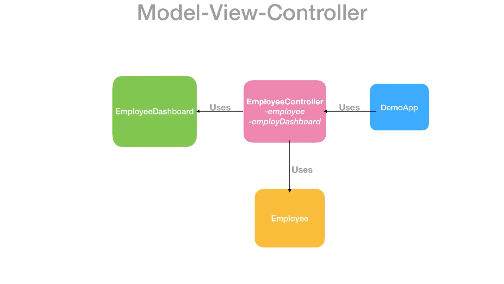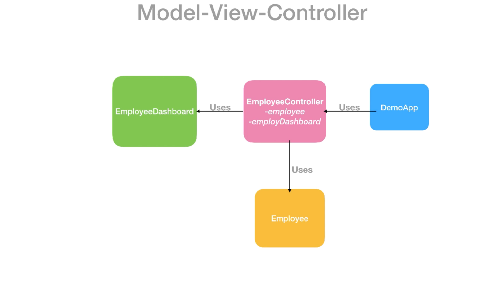Now let's look at how all of it comes together. So if you look again, our model view controller here. We have the employee dashboard, which is the view. That's the thing that we can actually see and interact with. To the right, we have the demo app. This is our drive test main, if you will. What happens here is in the middle, we have the controller.